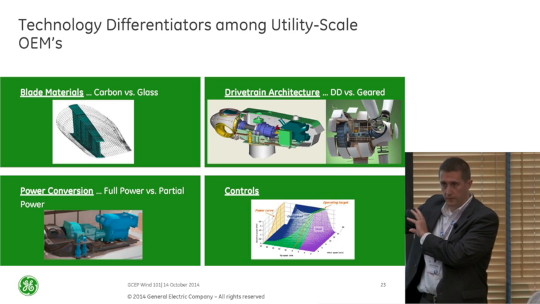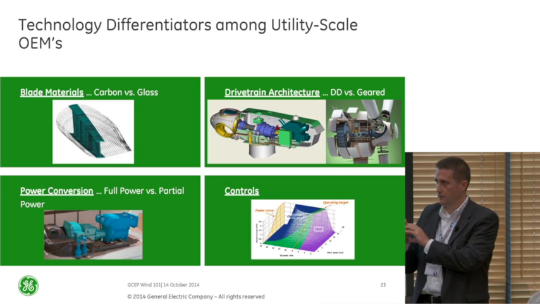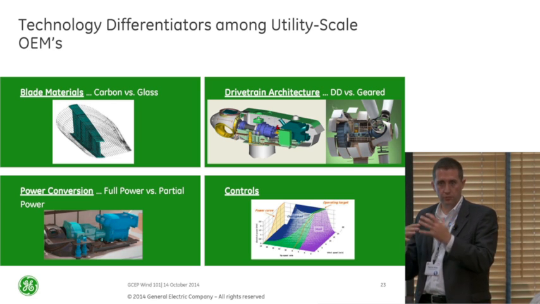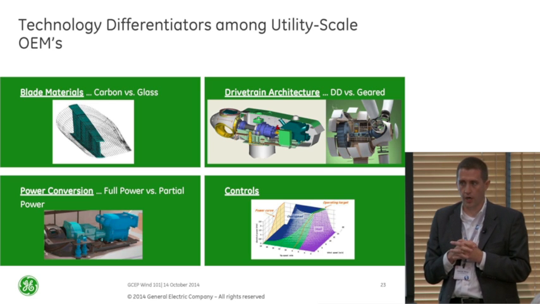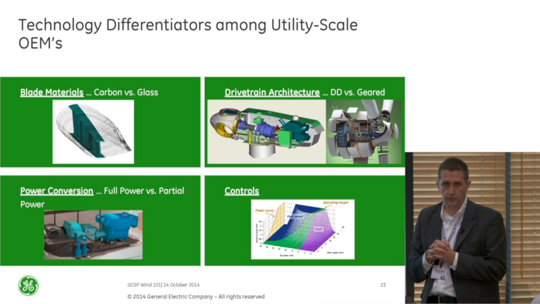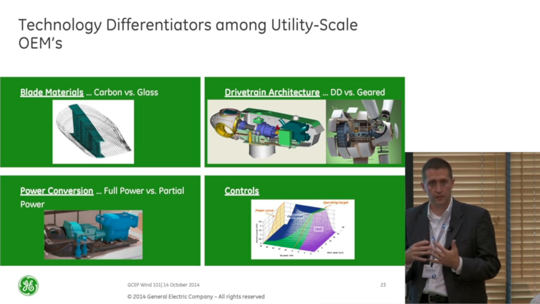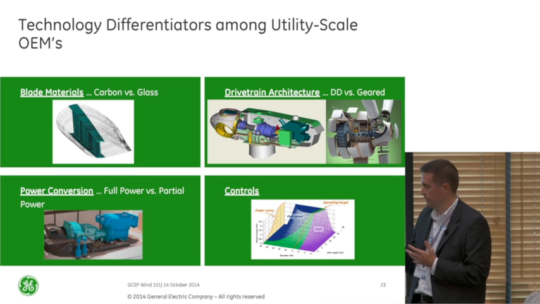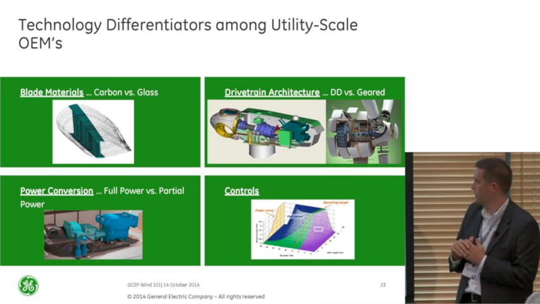So across the industry, different blades have either glass or carbon, and that's basically a differentiator between some turbine manufacturers. Even within GE, we have some blades that have carbon in the field and we have glass in the field. So there's a big difference there.